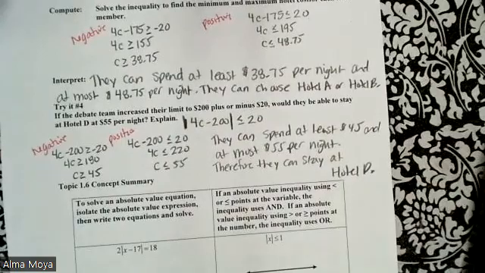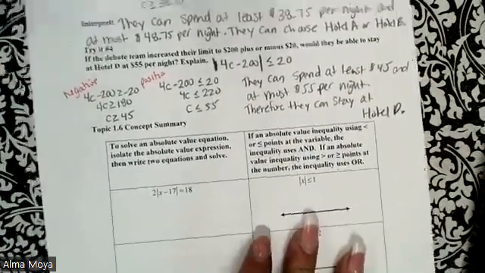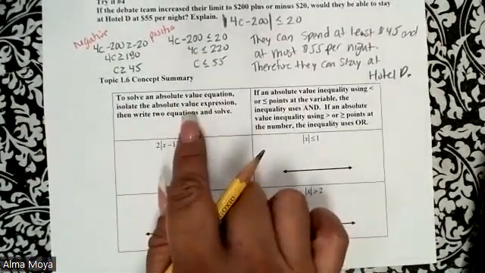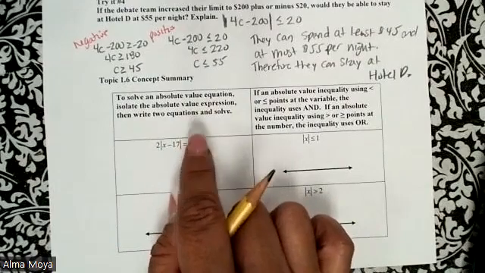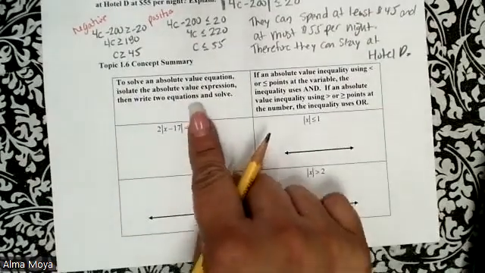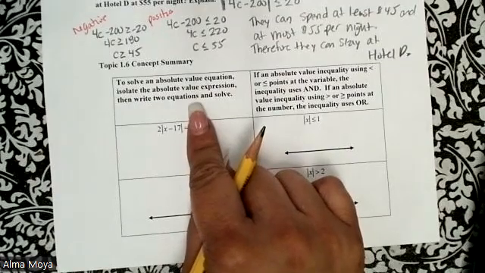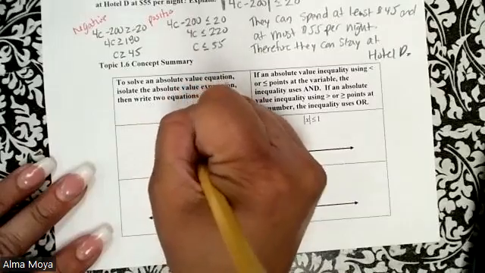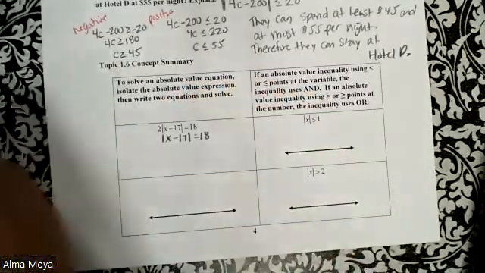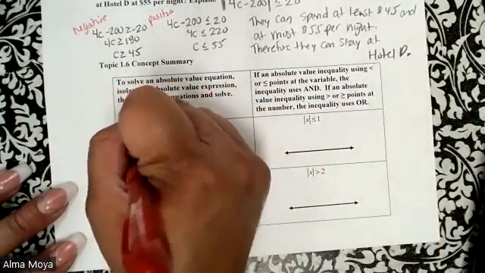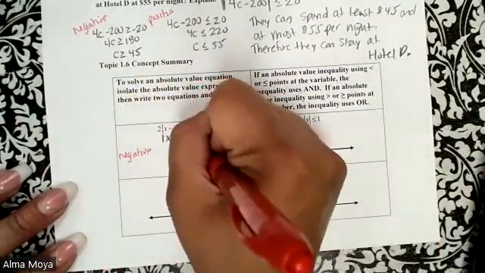All right. Concept summary. This is everything that these notes covered. To solve an absolute value equation, you need to isolate the absolute value expression, then write 2 equations, a positive and a negative. So right here, I need to isolate the absolute value. So I'm going to divide by 2 on both sides. So that's the absolute value of x minus 17 equals 18. So you have to separate it into a negative and a positive.